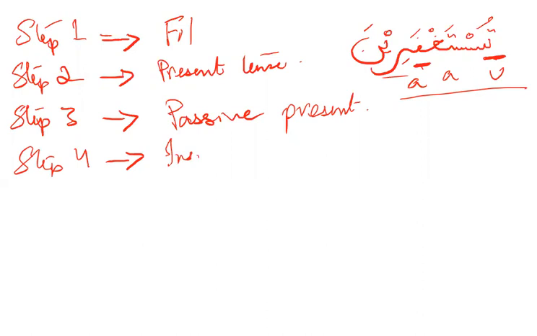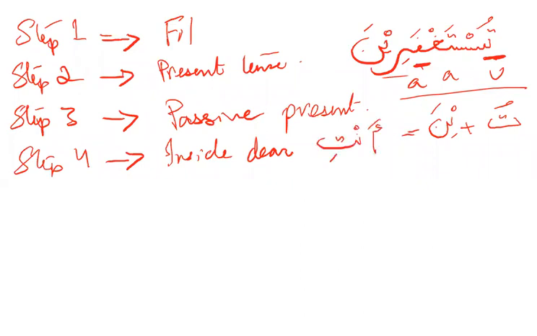Hum. Feminine. Plural. Second person. Antunna. Why Antunna? Yes, tu at the beginning, na at the ending. This is Antunna. Everybody got this? Okay, step 5.